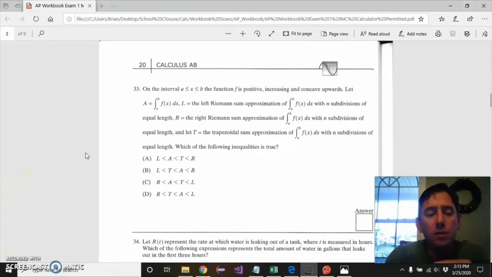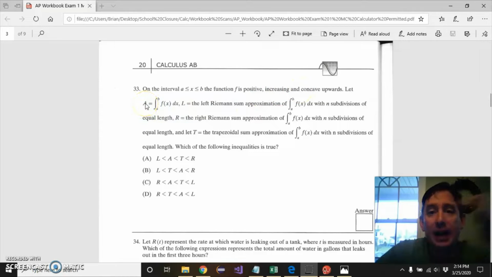Okay, number 33 is another one where our calculator isn't really going to help us very much. You just have to understand what all this stuff means here. So we have some function. I don't know what it really looks like other than it's definitely positive. It is increasing and it's concave up.